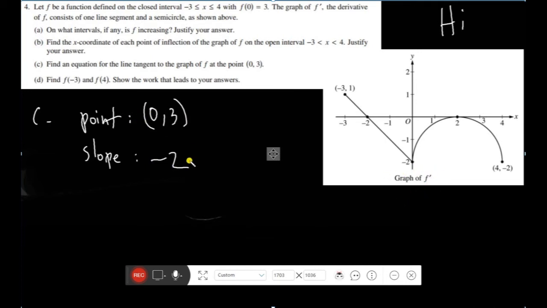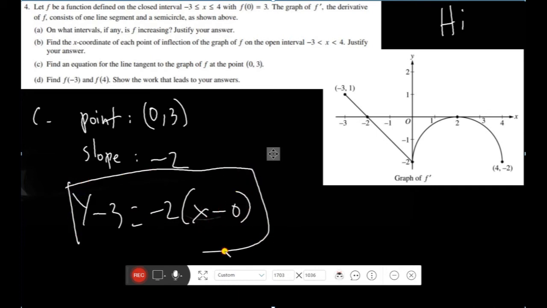Okay, so now that we have the point and the slope, we can put this into point-slope form. Y minus 3 equals -2 times x minus 0. Boom. Done. Finished. That's 1 point right there.